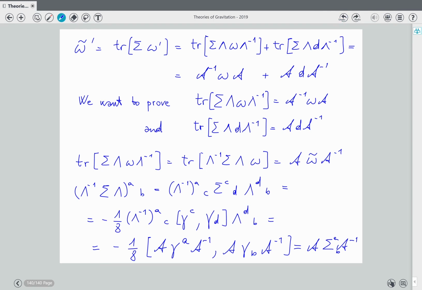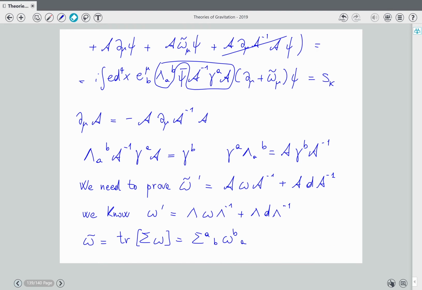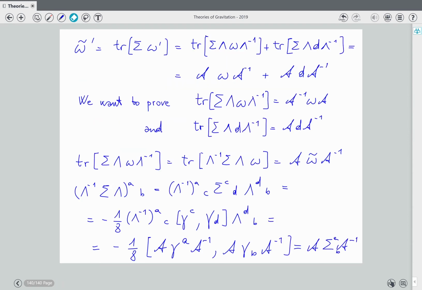So check it. Oh, there is an A to the minus 1. Maybe I got... No, yes, this is A to the minus 1. This is the rule for the transformation lambda to the minus 1. A to the minus 1 is to the right and A is to the left. So A to the minus 1. That's what we need, and indeed that's what we get.